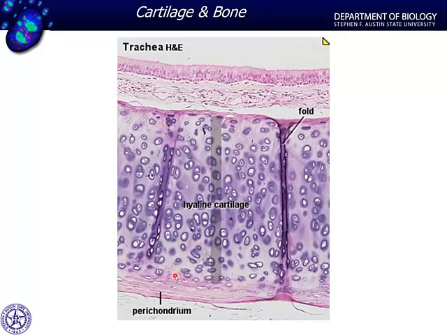Here we can see a perichondrium. We've got our fibrous perichondrium. We've got our intercellular perichondrium. And then we get into our hyaline cartilage proper.